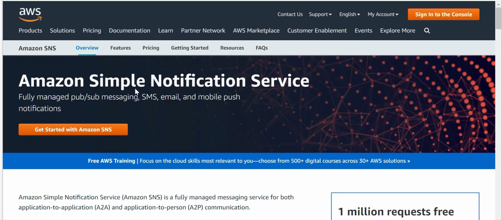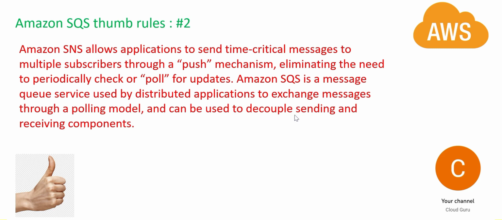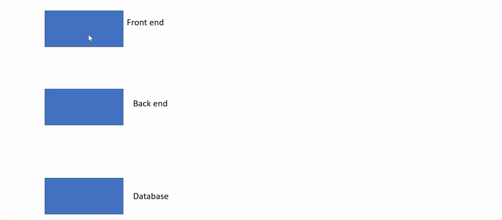Now there is a product called SNS. If you want to send a certain set of messages, SMS, email, or mobile push notifications, if a certain event happens, then we use SNS. So this service is very different to SQS, where the main purpose is communication between the front end, the back end and the database, and so on. But SNS, on the other hand, is purely a messaging service, such as email, SMS, etc.